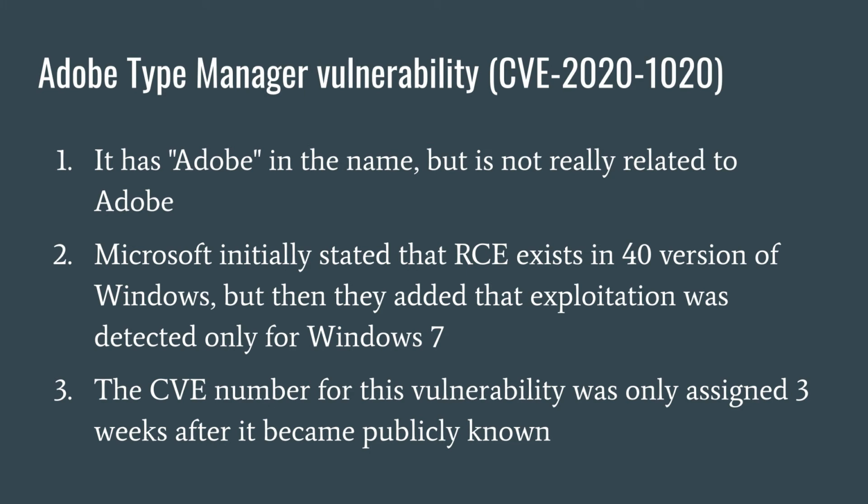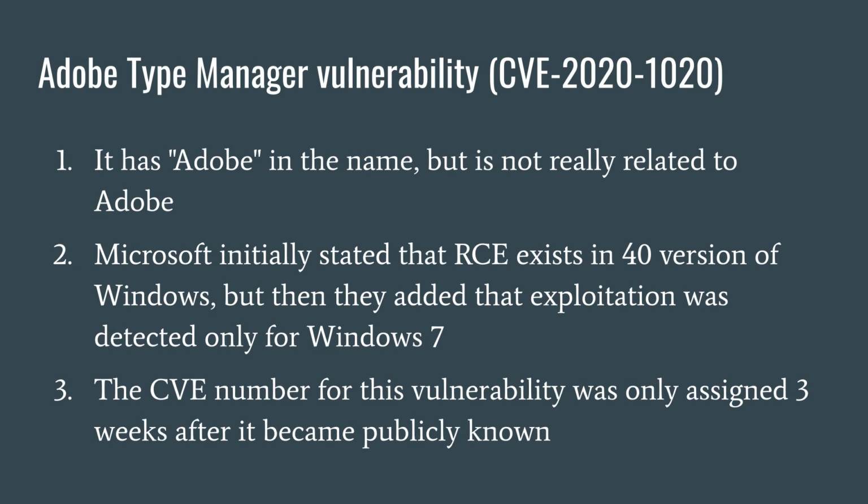Microsoft initially stated that remote code execution exists in 40 versions of Windows, from Windows 7 to Windows 10, and from Windows Server 2008 to Windows Server 2019. And this is huge. But then they added that exploitation was detected only for Windows 7, and they do not recommend that IT administrators running Windows 10 implement the workarounds described in the advisory. For Windows Server 2016 and Windows Server 2019, the vulnerability is only important, not critical, and the most vulnerable systems won't get the updates by default.